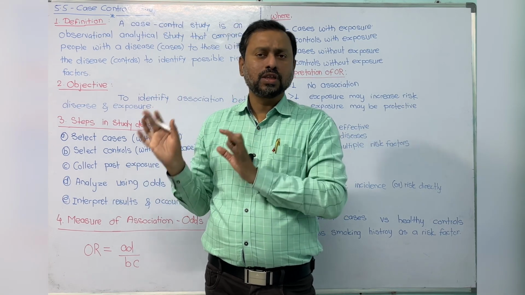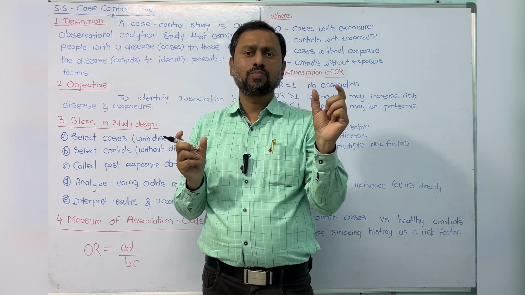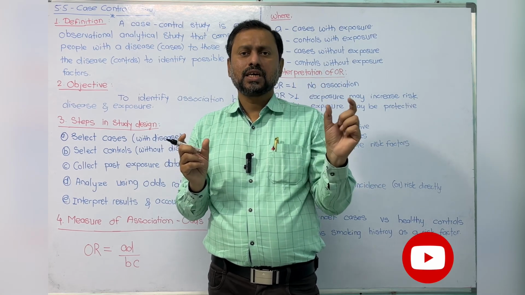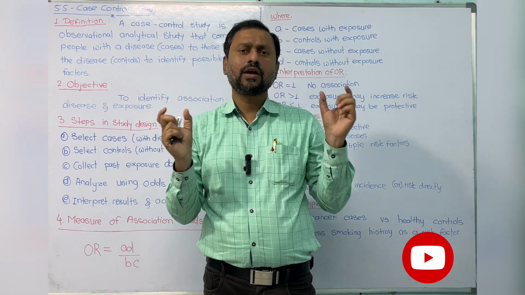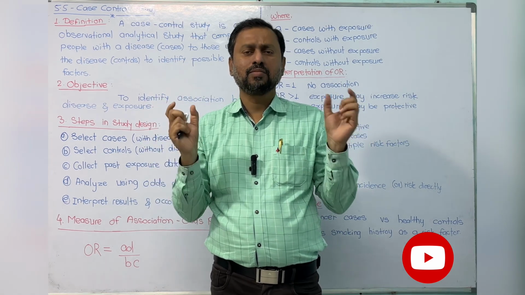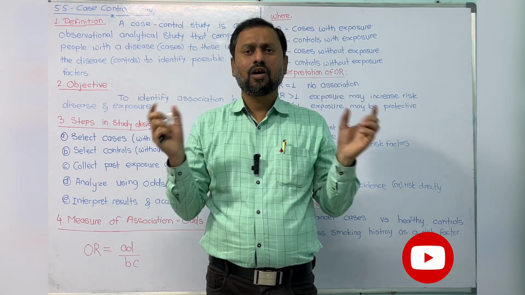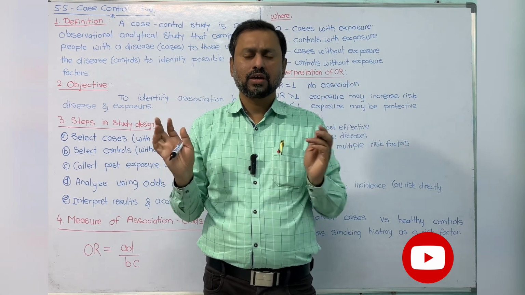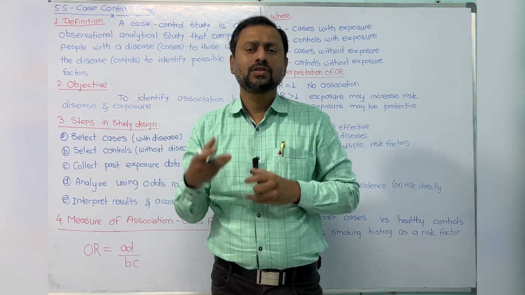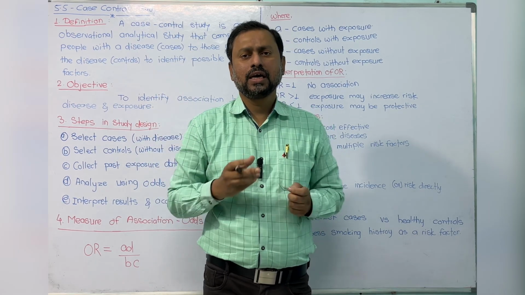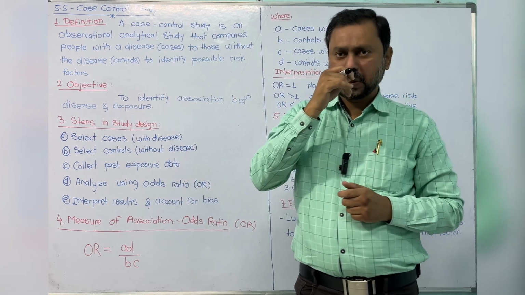While doing this study, we have to take two groups. One is the case group, in which the disease, the illness, is there. Another is the healthy volunteers. Those should be almost similar in their age, sex, or their area. We compare them and try to analyze why the particular thing is happening. This is about the case control study.